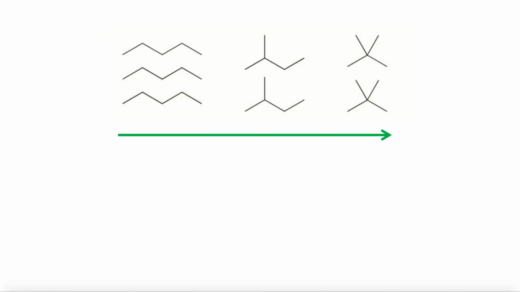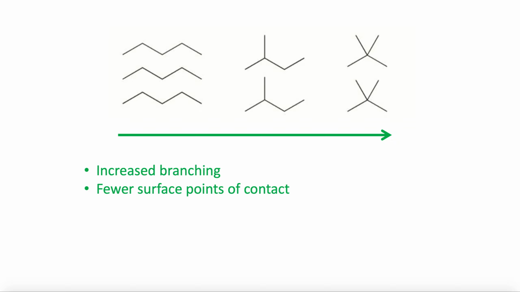In terms of the number of electrons, they are exactly the same because we have the same molecular formula. So what we want to learn is, as we increase the branching but keep the molecular formula the same, what happens to the boiling point? Okay, so as we increase the branching, what happens? So going across these, we are obviously increasing the branching. And because we're increasing the branching, we actually have fewer surface points of contact. Okay, the branches kind of get in the way.